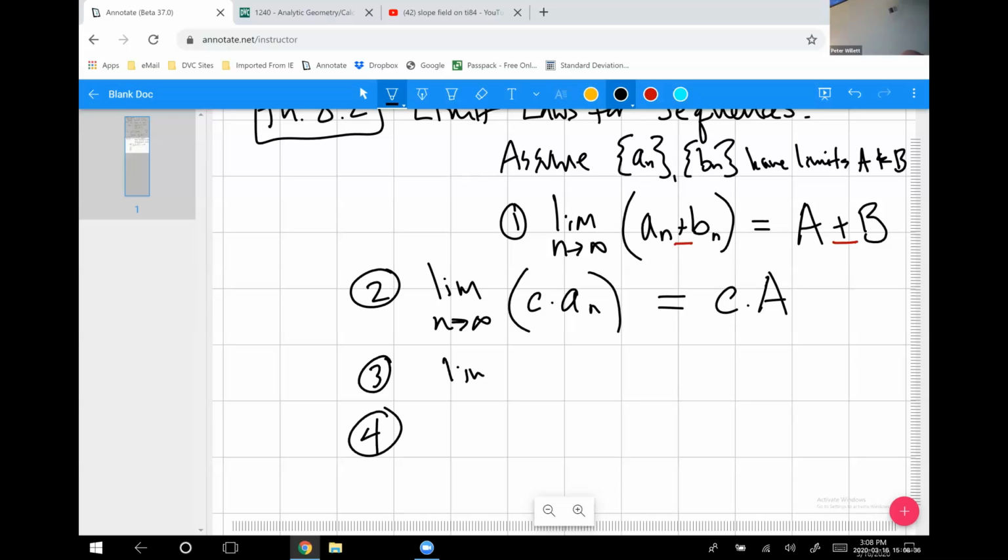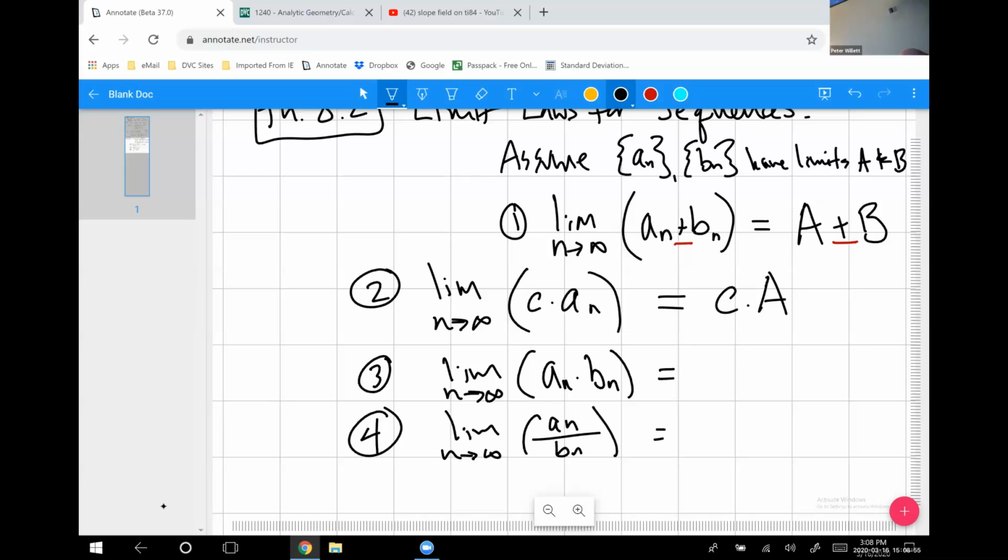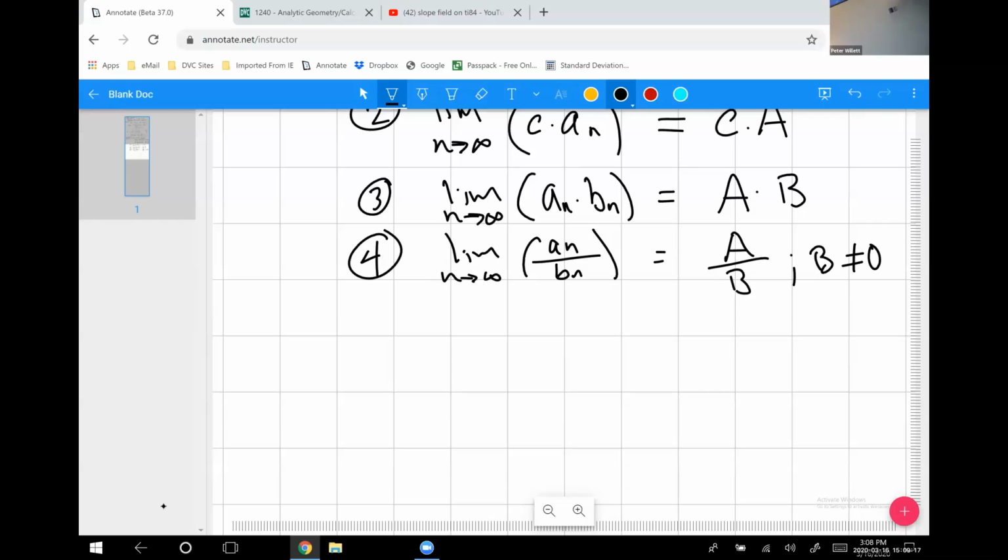And 3 and 4 follow along to finish off this theorem with the limit of a product sequence and the limit of a quotient sequence. In the case of the product, you would get the product of the sequences' limits, and in the case of the quotient, you would get the quotient of the sequences' limits, provided that b is not equal to 0, because you can't divide by 0. So this gives you an ability basically to manipulate in the same way you used to, use limit laws for functions when you're taking limits of sequences.